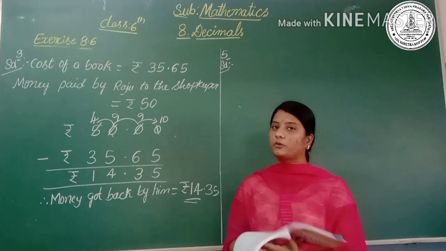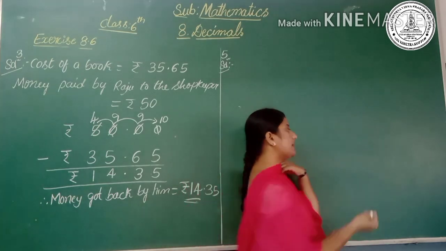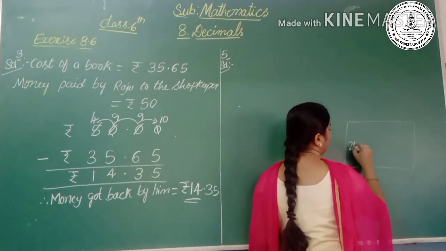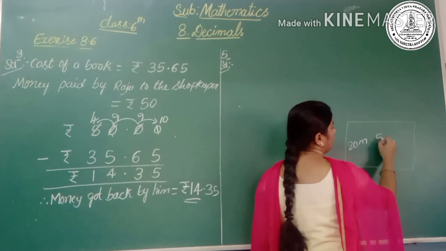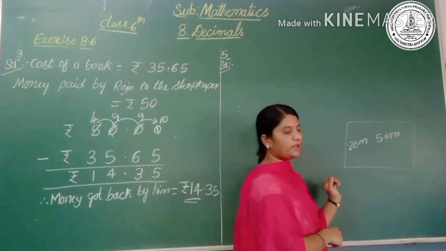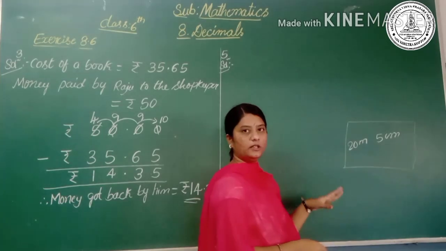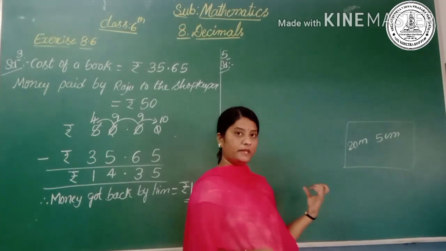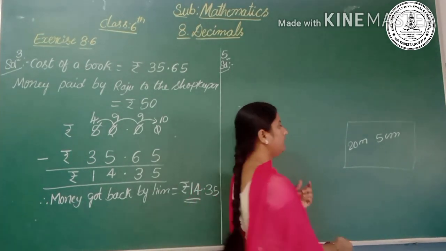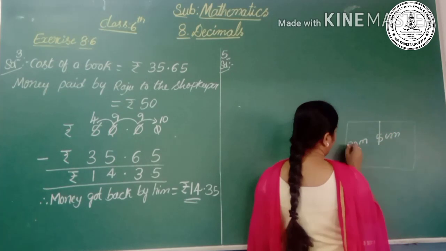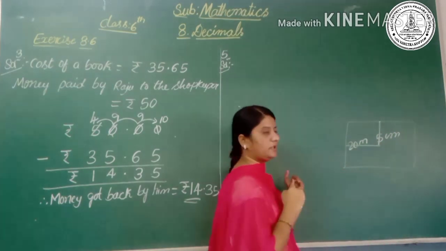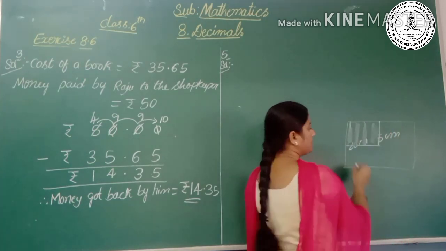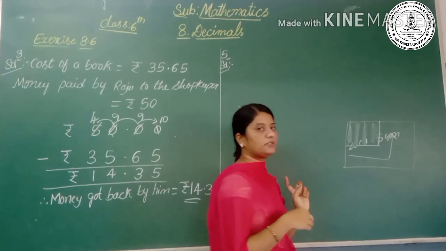So here what we have to do? In the whole part, for example, you can imagine here it is a 20 meter and 5 centimeter cloth. In that she cuts the 4 meter 50 centimeter. So if she cuts this part, how much part is remaining? So what is left with her, that is what we have to find out.